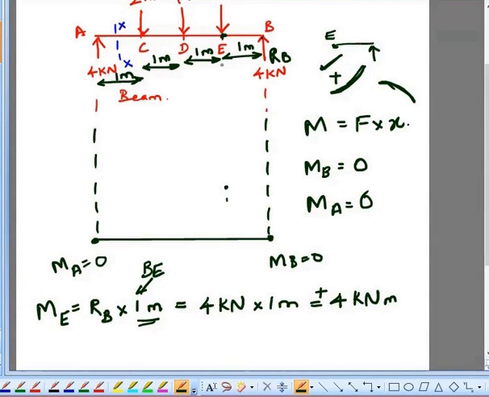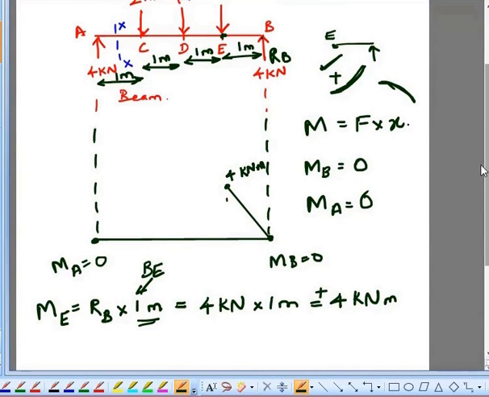If the shear force between the points E and B remains constant, then the bending moment will vary in a linear way. So you have to connect these 2 points using a straight line, not using any curves. So this is 4 kilonewton meter.